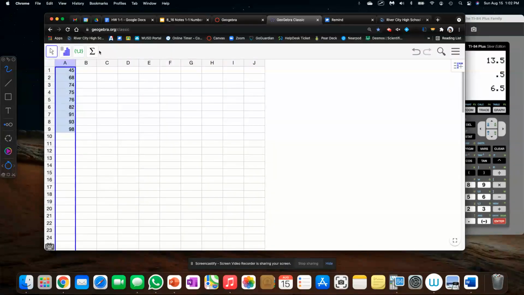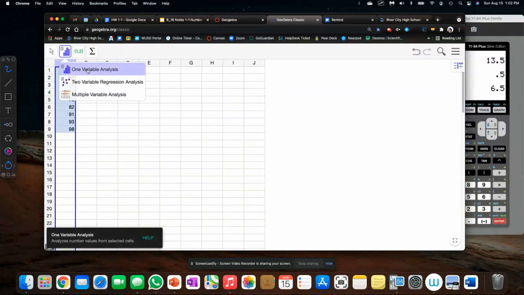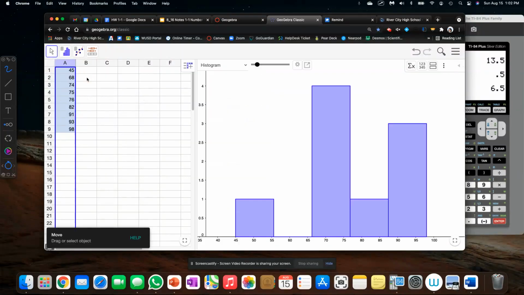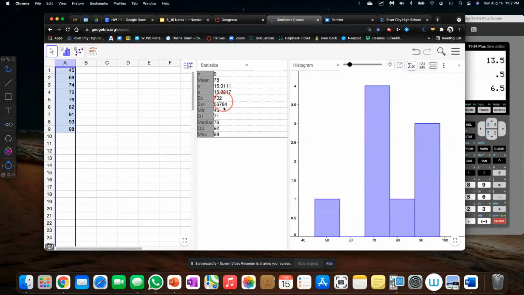Then in order to calculate your 5-number summary, you're going to highlight your data here. Then you click on this and click one variable analysis. That's going to give you a graph. Then you click on this symbol right here, which should say show statistics. And then it calculates everything here. It calculates your 5-number summary, 45, 71, 76, 92, 98, as well as your mean and your standard deviation.